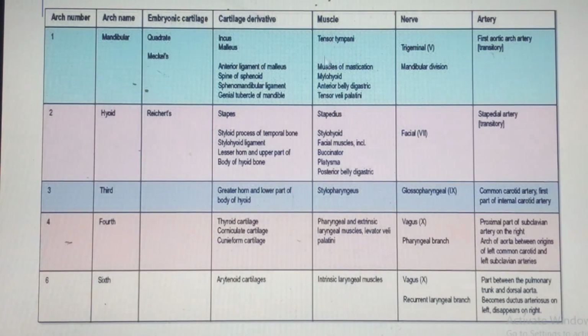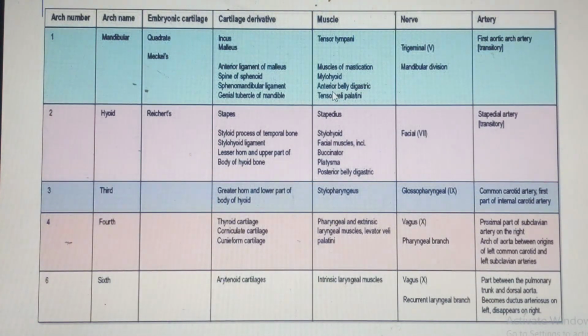Now importantly, this is what I want to stress here. The first arch means that any muscle supplied by the mandibular nerve will be developing from the first arch. So the muscles of mastication, talk about the masseter muscle, the medial and lateral pterygoid, the temporalis muscle, all these will be coming from the first pharyngeal arch. Even apart from that, the muscles with tensor attached to their names, like the tensor veli palatini and tensor tympani, will also be coming from the first arch.